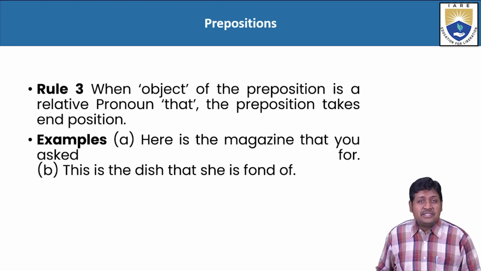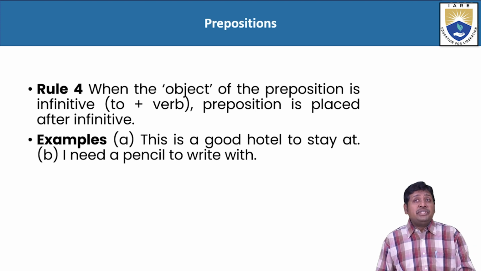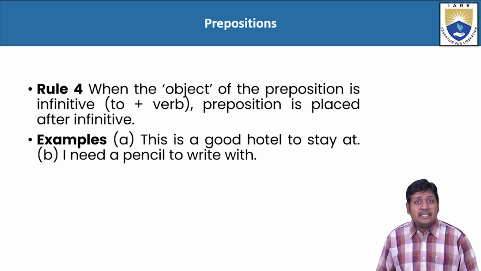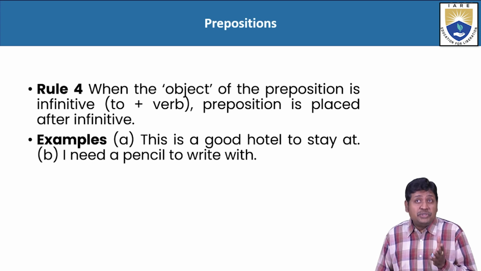Let's go and see some of the other rules in our discussion related to the subject prepositions. When the object of the preposition is an infinitive, that is to plus verb, the preposition is placed after the infinitive. For instance, this is a good hotel to stay at. The object of the preposition here is good hotel, followed by the infinitive to, followed by the verb stay at.